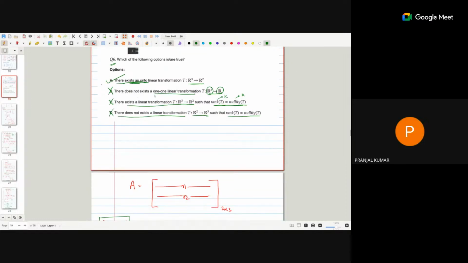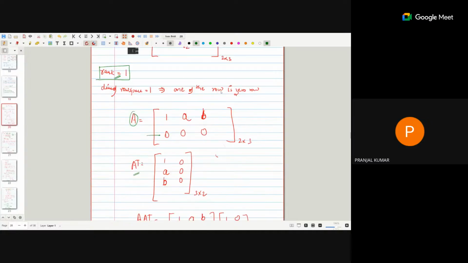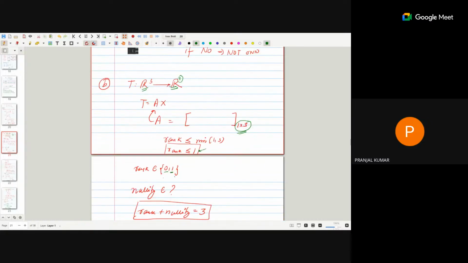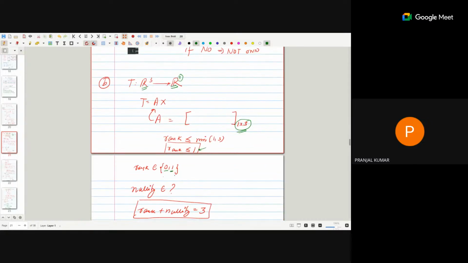It says that there does not exist a 1-1 linear transformation from R3 to R. So let's see that. From R3 to R, first of all, what will be the order of the matrix corresponding to this linear transformation? It would be 1 cross 3, a row vector. Now you know that rank is always less than or equal to the minimum of 1 cross 3, so rank is less than or equal to 1. So rank could be 0 or 1.